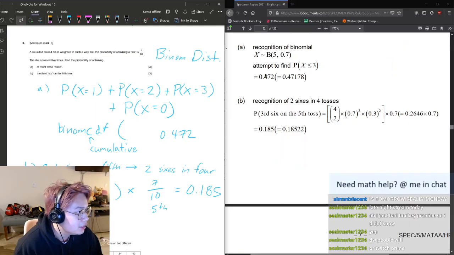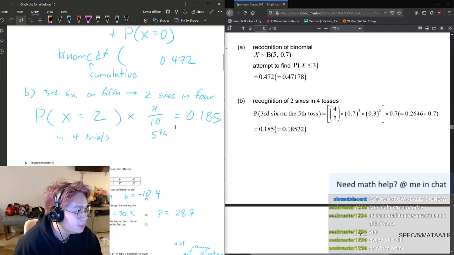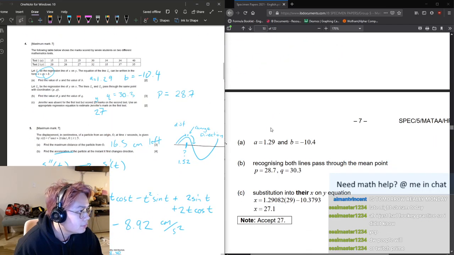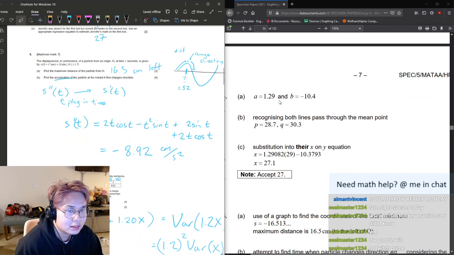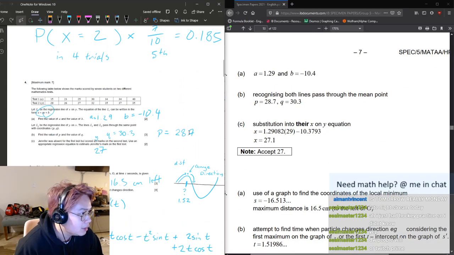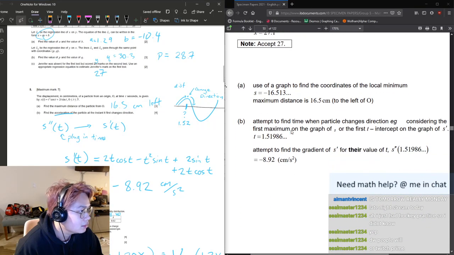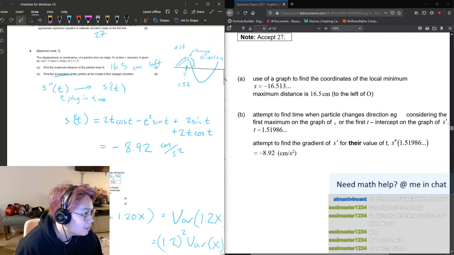Okay, 0.472. I have 0.472. And then I have 0.185. Negative 1.29. Or wait, is that negative? No, it's not. 1.29, negative 10.4. Okay. And then P and Q, 28.7, 30.3, and then 27, 27. Nice. Okay, maximum distance 16.5, 16.5.